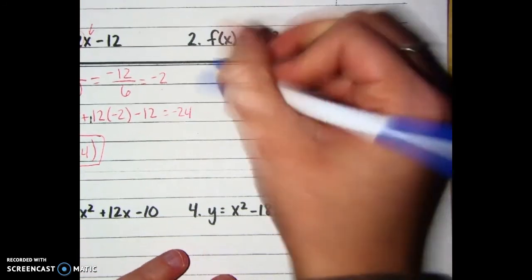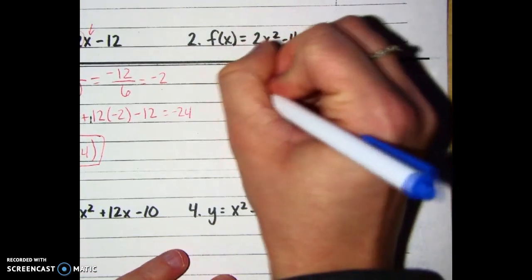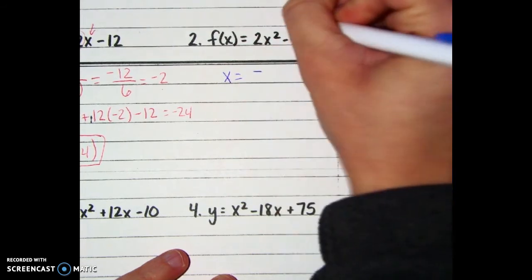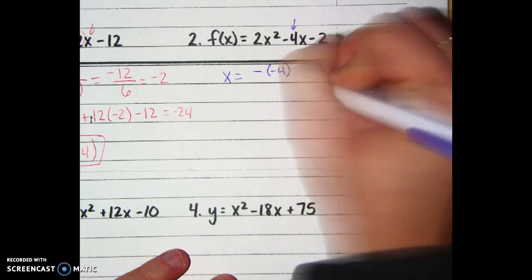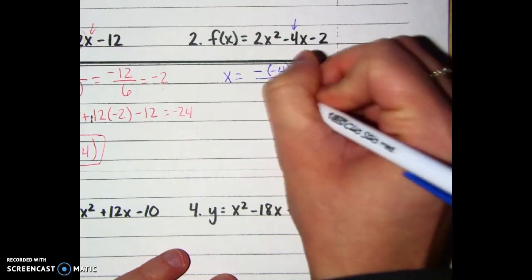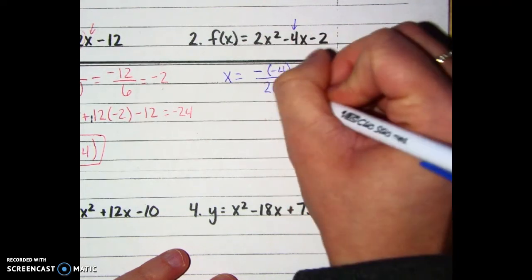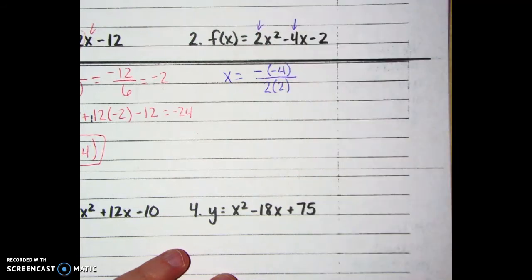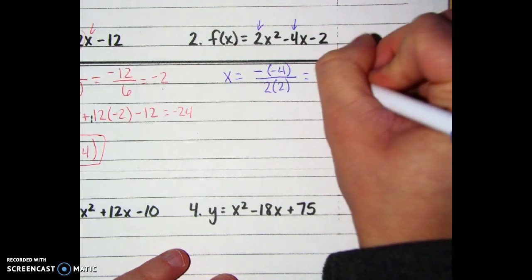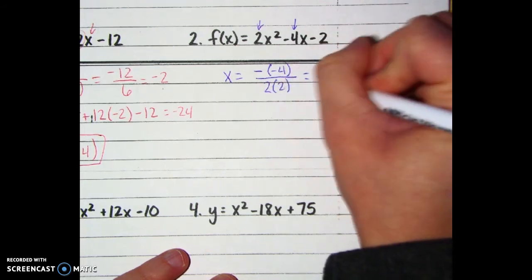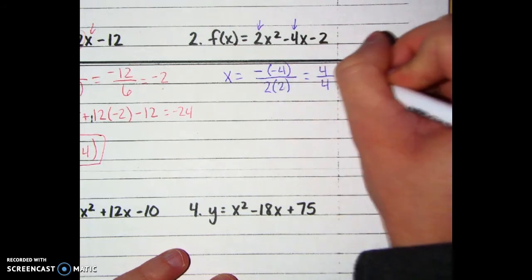So for this one, you start again with the x equals negative, and then the b is right there. The b is negative 4, so this is really negative 4 over 2 times a, which is 2. This is the a. Okay, now let's simplify it. Negative 4 is really positive 4, and then 2 times 2 is 4. 4 divided by 4 is 1.